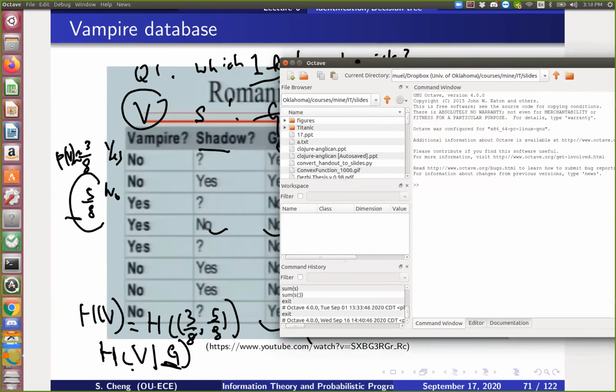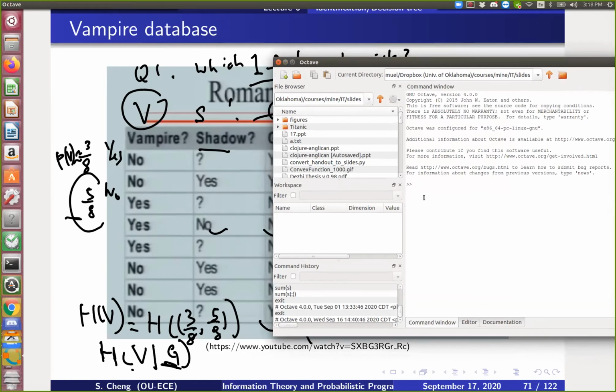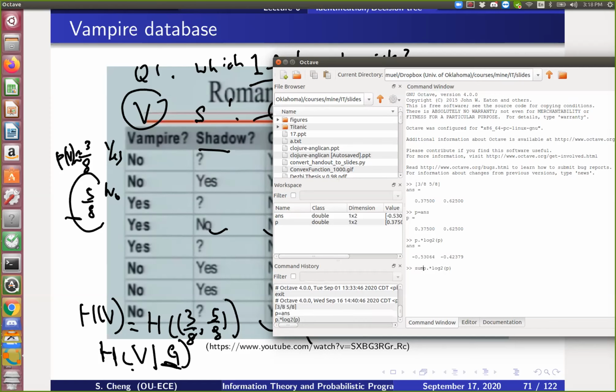This time we'll just use Octave, I guess. So I have 3 over 8 and 5 over 8. Let's see. This mouse is annoying. Or maybe you guys are right. Wait a sec. Yeah, that's 0.95. Yeah, this one is 0.95.